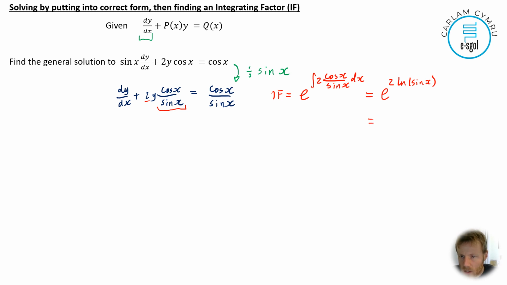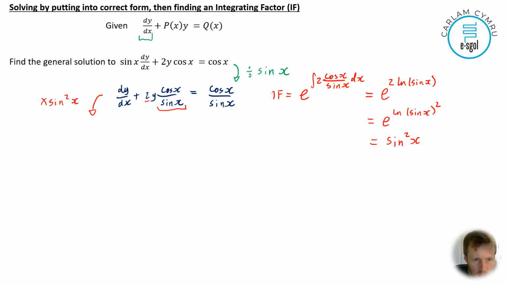That then we could bring the 2 up as a power, so we get e to the natural log of sin x squared. And if we have e to the natural power of a natural log, they kind of break each other up and we get sine squared x. Okay, so that's going to be our integrating factor. So let's multiply through by that. So multiply by sine squared x.